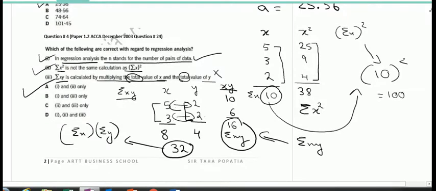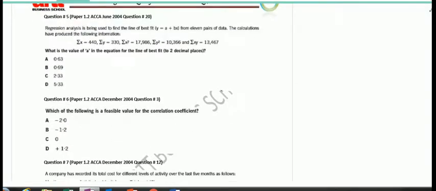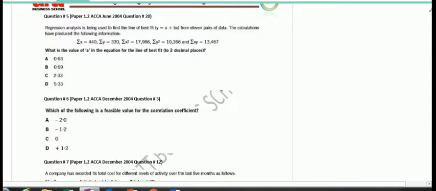Moving on to the next question. Regression analysis is being used to find the line of best fit, y is equal to a plus bx, from 11 pairs of data. So my n is 11. The calculations have reduced the following information. Okay, what is the value of A in the equation for the line of best fit?